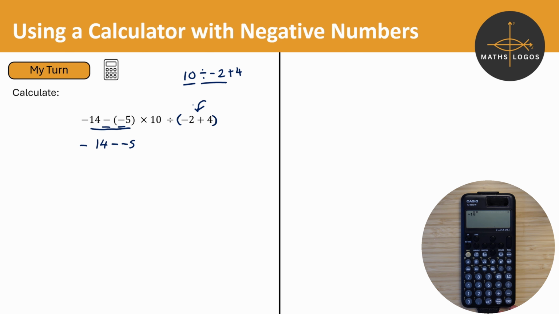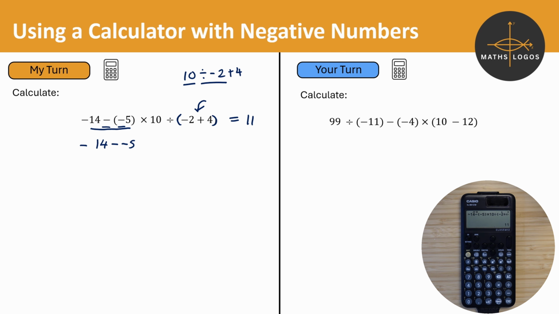So -14, subtract -5, multiplied by 10, divided by, and here's where the brackets are absolutely essential, (-2 add 4), close bracket. Hit the execute button and it comes out as an answer of 11. Pause the video, give this one a go, and your answer will pop up on screen in a second. So you should have got an answer of -17 for that one.